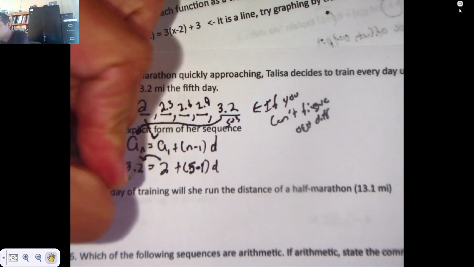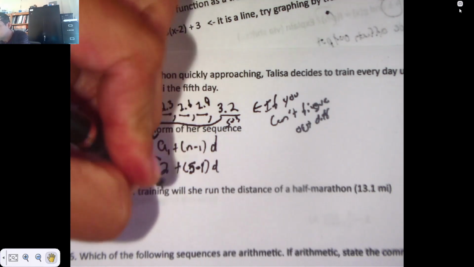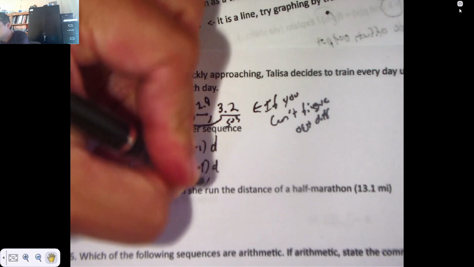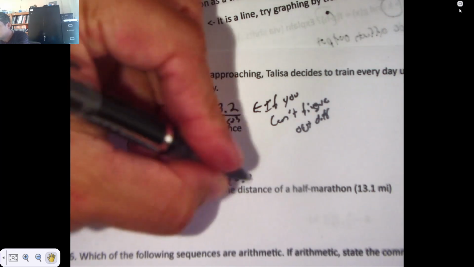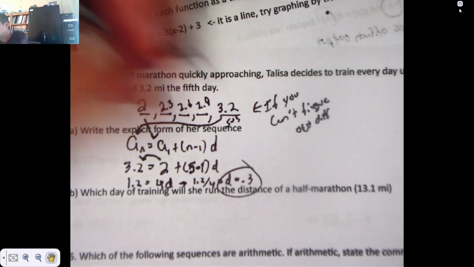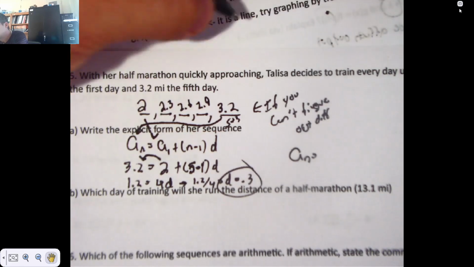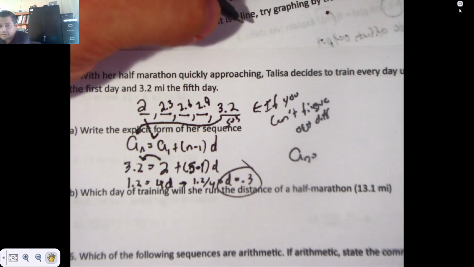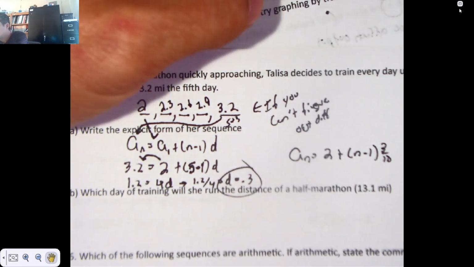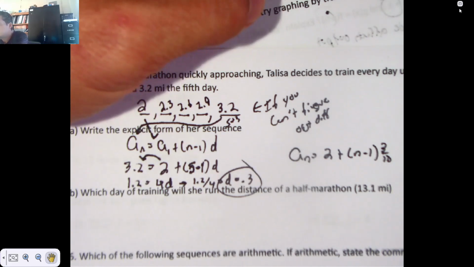We take away 2 and we get 1.2 and it must equal 4 differences. And then we divide by 4. Take 1.2, we divide it by 4, and we get 3/10. But that was the piece I needed. I needed that difference to write the explicit form. Because the true explicit form is that I take the nth term, whatever term I want, it's the first term of 2 plus n minus 1 times, and I'm going to write 3/10, just because I like fractions. And your book seems to think this is okay. So that's where we'll stop.